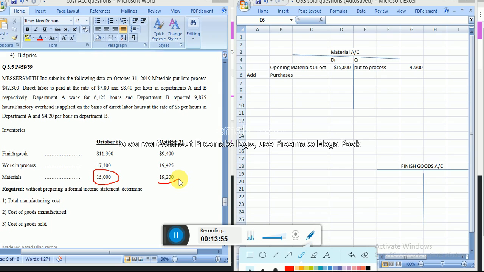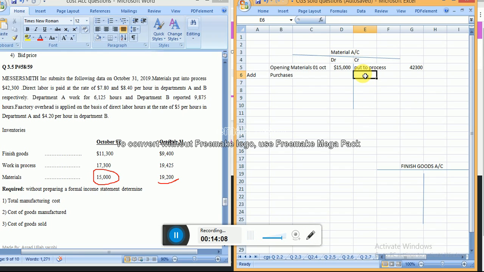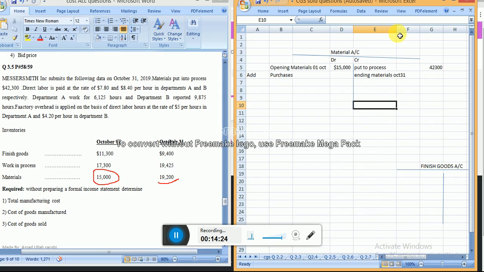So from this month we will minus the amount of those material. Minus means on the credit side we will write. So ending materials. Ending material means on October 31st. Amount on October 31st is how much? That is 19,200.